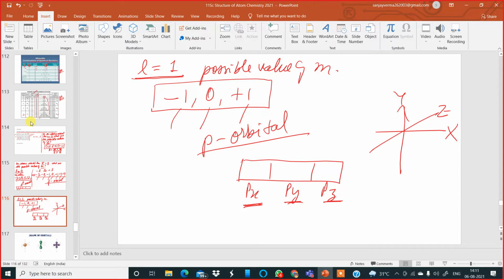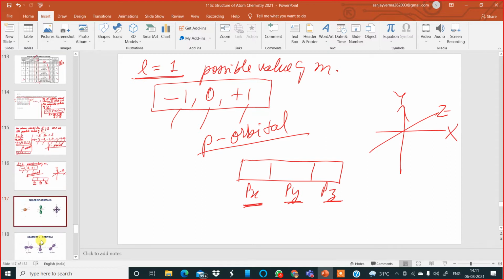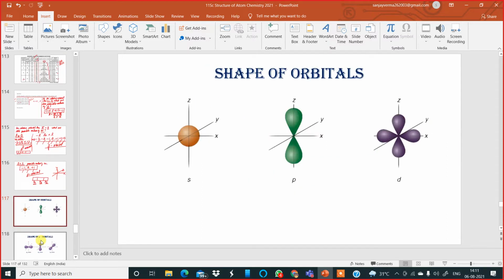Now since this is clear to all of you, let us look at the next slide, which is going to help us understand the shape of orbitals. If you look at the next slide on your screen, the s orbital is spherical in shape. Z axis, Y axis, X axis. So the s orbital is spherical in shape.